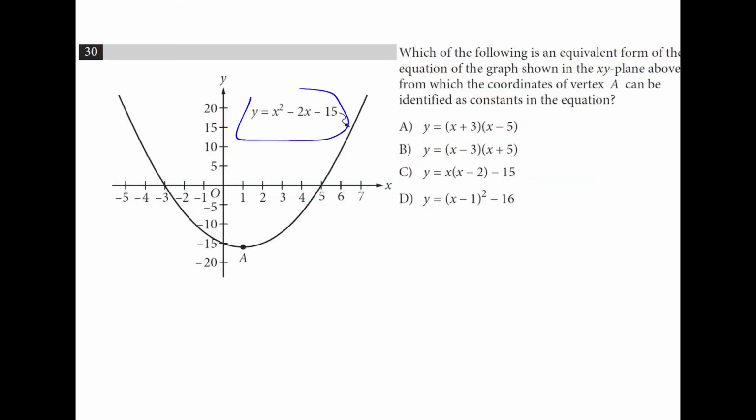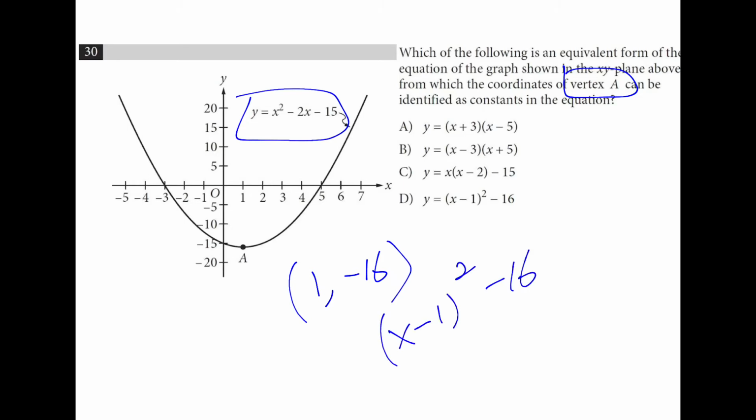So they want to take this equation and put it in vertex form. So the vertex here is 1, negative 16. So we can write that as x minus 1 squared minus 16, which is D.